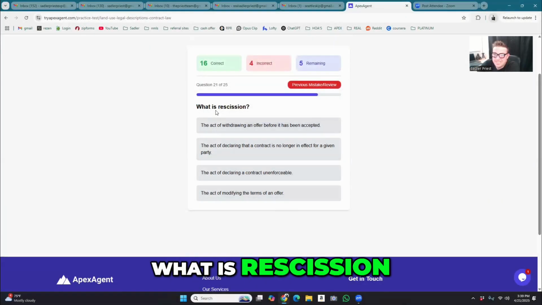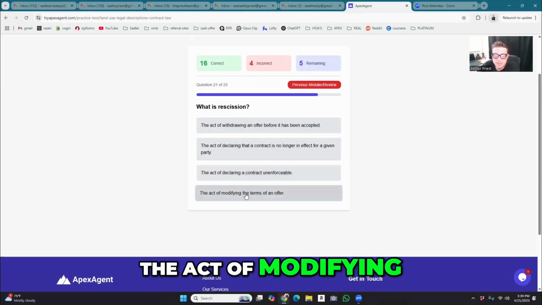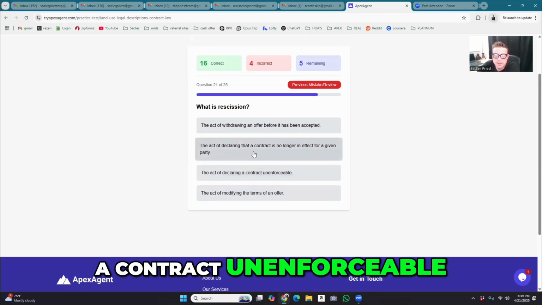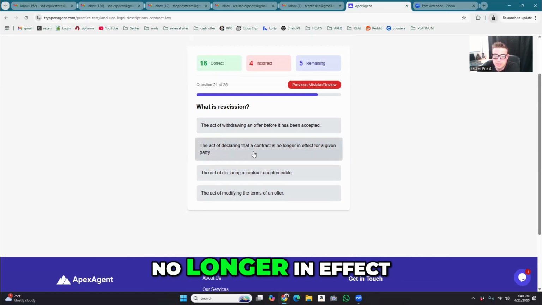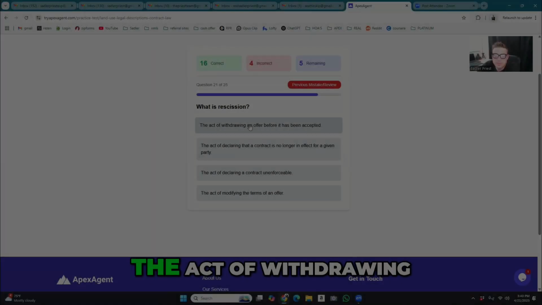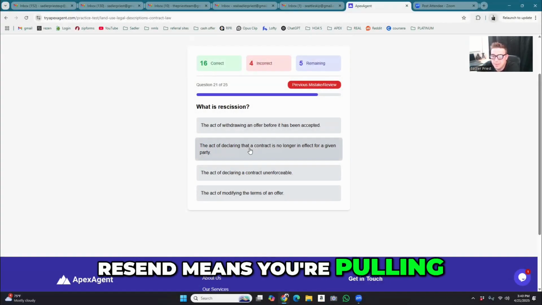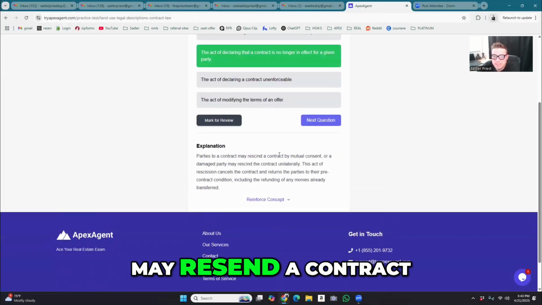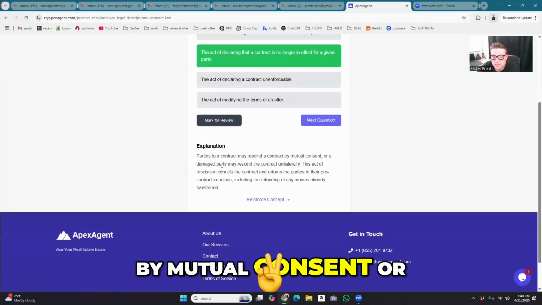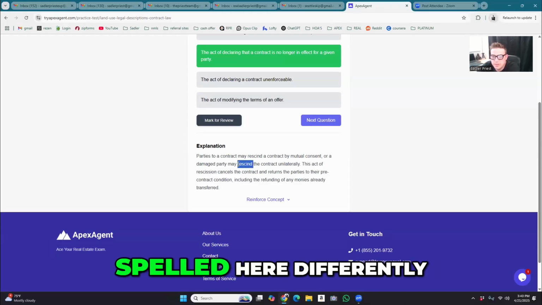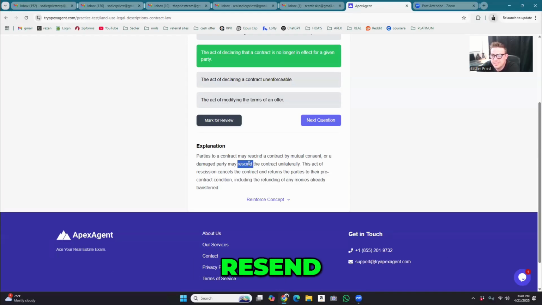What is rescission? The act of modifying the terms of an offer, the act of declaring a contract unenforceable, the act of declaring that a contract is no longer in effect for a given party, the act of withdrawing an offer before it has been accepted. I believe it's this one. Now, again, rescind means you're pulling it back. Parties to a contract may rescind a contract by mutual consent, or a damaged party may rescind the contract unilaterally. So see how it's spelled here differently, rescind. Rescind, like resend an email, is R-E-S-E-N-D.